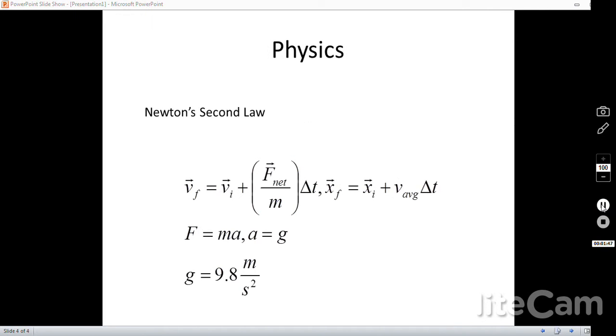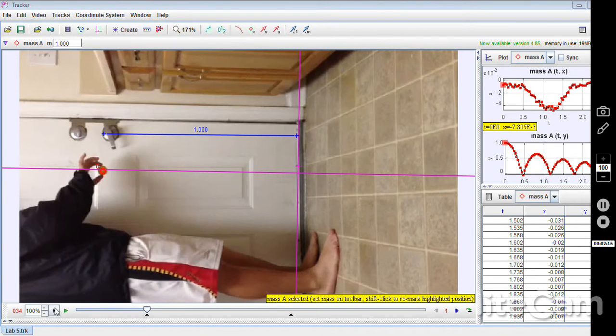The physics principles that were used in this lab were mainly Newton's second law to find the final velocity and the new velocities in the new position as the ball bounces. We used F equals ma to determine the force on the ball. We ignored drag and friction, and therefore the only force acting on it would be gravity, and so force is equal to ma, where a is equal to gravity, and g, the gravitational constant, is equal to 9.8 meters per second squared. This is the video that I used.